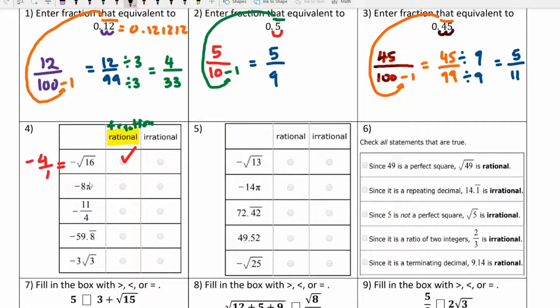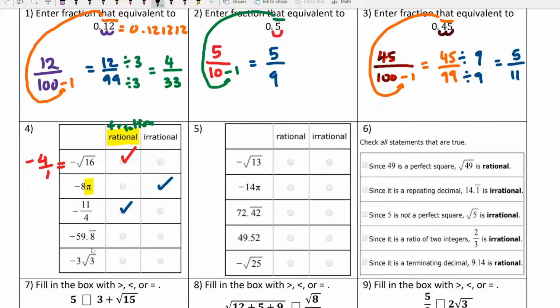Negative 8 pi. Pi is 3.1415 and keeps going forever. Whenever you see pi, it means it is irrational, because the decimal never stops. It keeps going forever. Next one, negative 11 over 4. It's already in fraction form, so yes, it's rational.